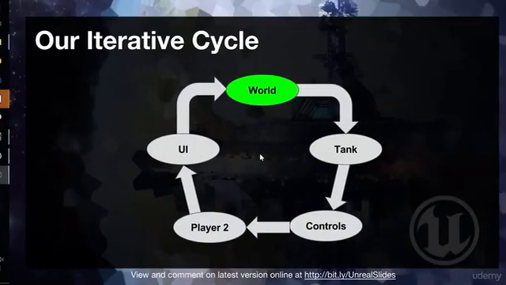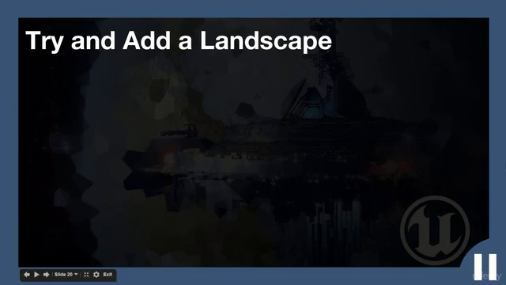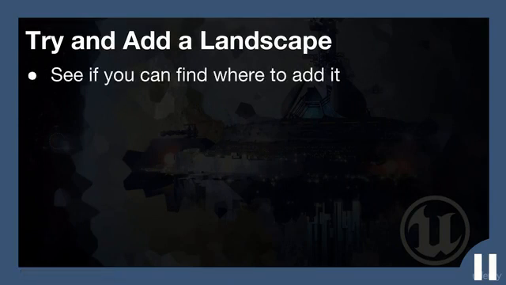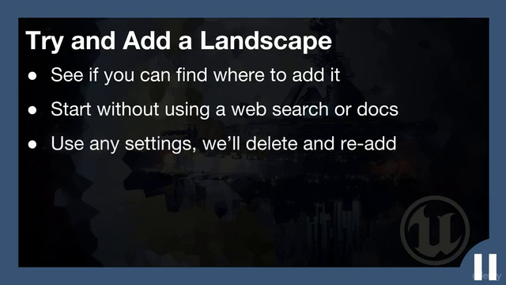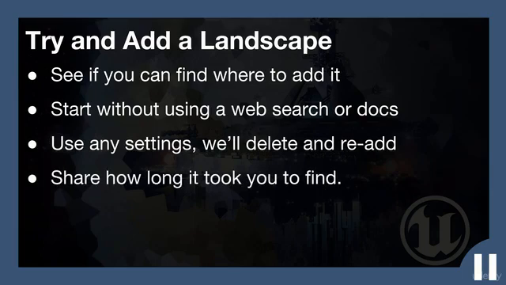So what I want you to do, slightly strangely as a challenge, is I want for you to try and add your own landscape without me even telling you how. See if you can find where it is and how to add it. The reason is it'll help you get familiar with the interface. I want you to start without using a web search or any documentation. Use any settings for the landscape when you do find it. We'll delete it and re-add it later because you need to have that skill. And then share how long it took you to find it with the rest of us and whether you needed to go to the web. So go ahead, try and add any old landscape now.